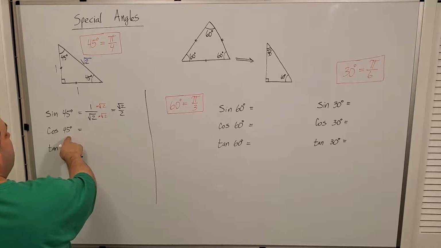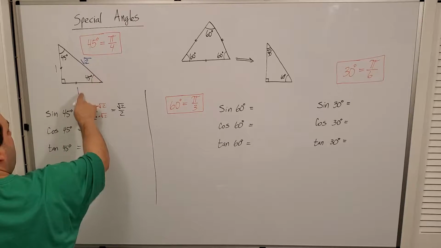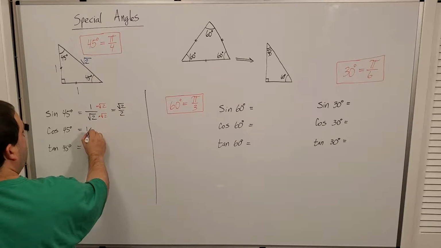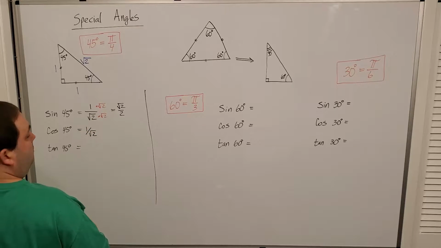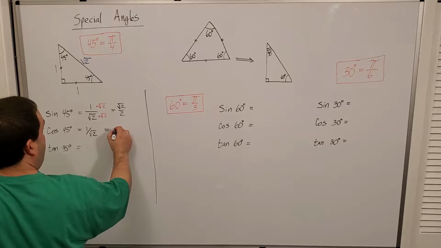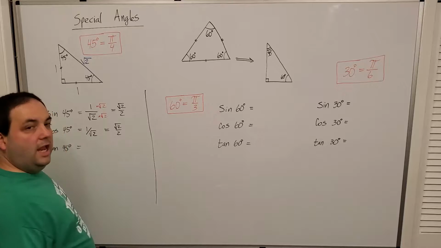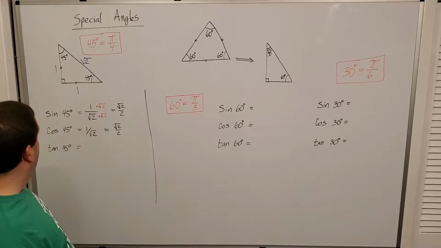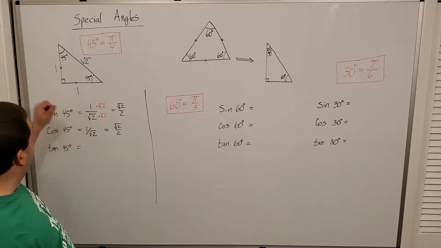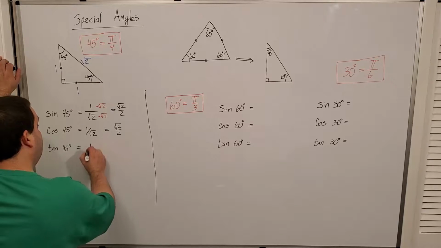Cosine of 45 degrees, notice, is going to be the same thing. That should make sense to you because it's an isosceles triangle. The angles are equal, the sides are equal on the legs. So the sine and cosine are going to have the same ratio. And then tangent, opposite over adjacent, is 1 over 1. I just get 1.